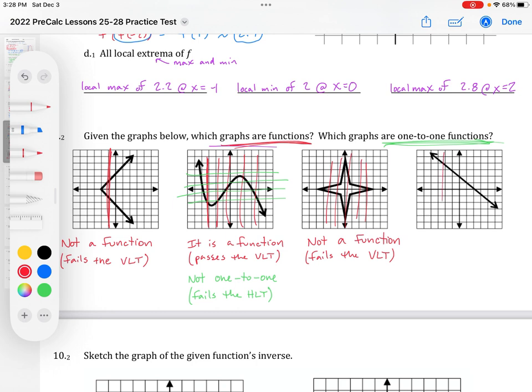Okay, this fourth one is passing the vertical line test, so it is a function. And that is because it passes the vertical line test. So now let's check our horizontal lines. It's also only going through these horizontal lines once. So it is one-to-one, and that's because it also passes the horizontal line test. All right.